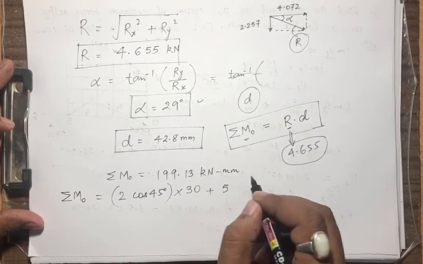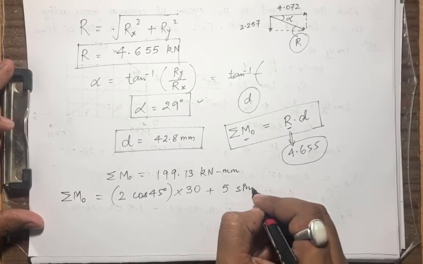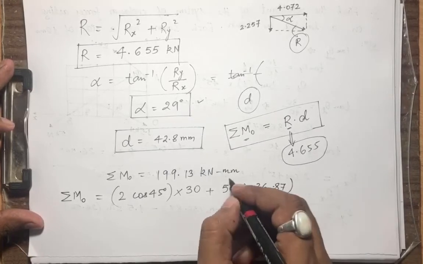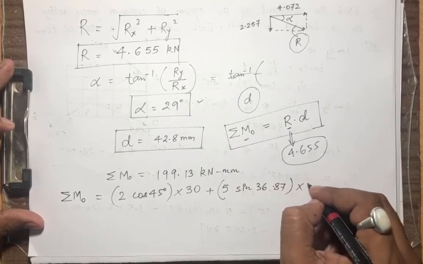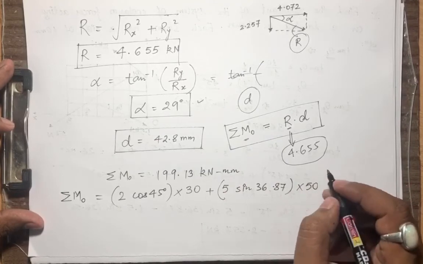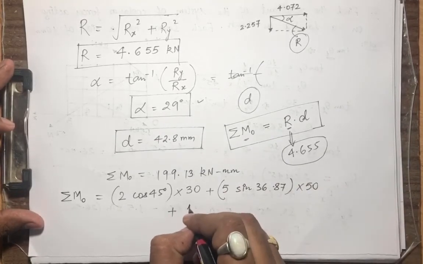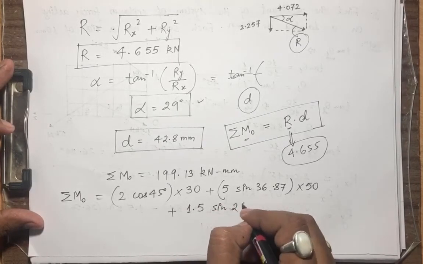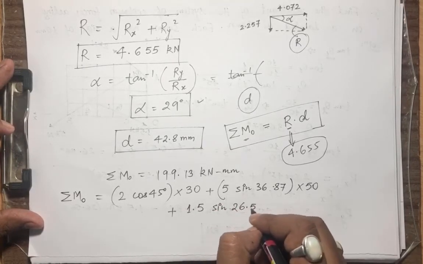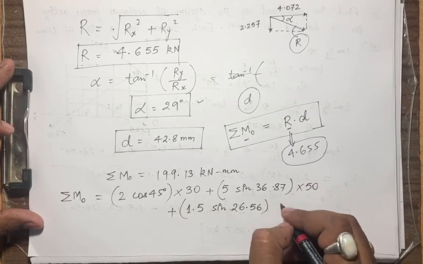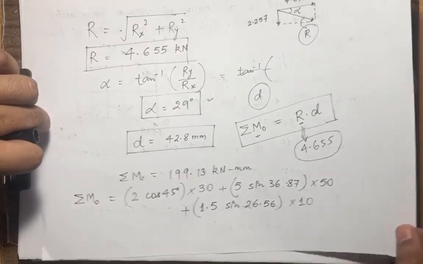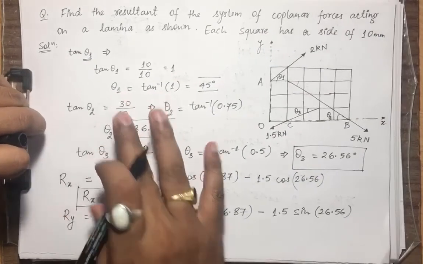Similarly, 5 sin 36.87 multiplied by 50, plus 1.5 sin 26.56 multiplied by 10. Let me show you how we are getting these values.